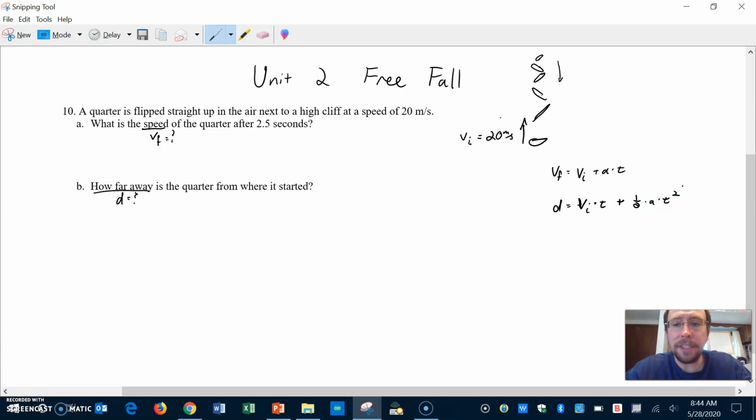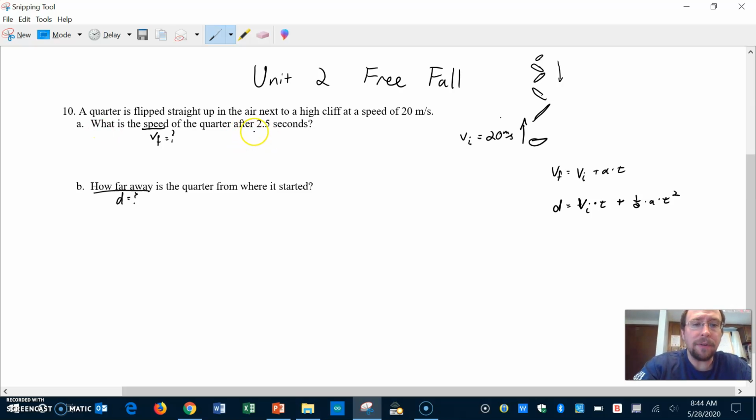A couple things about using these equations. The F stands for final, I stands for initial, the A stands for acceleration, T stands for time. Make sure you don't mix up the T and the plus here because they look similar, but the T is time, this is the plus, and you can't forget this square when you use that equation to solve for distance. So we're going to use those equations and solve this out.